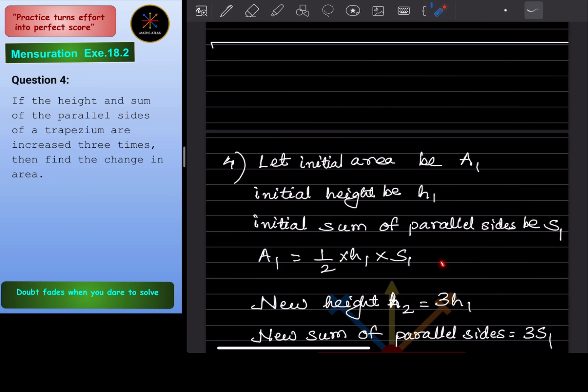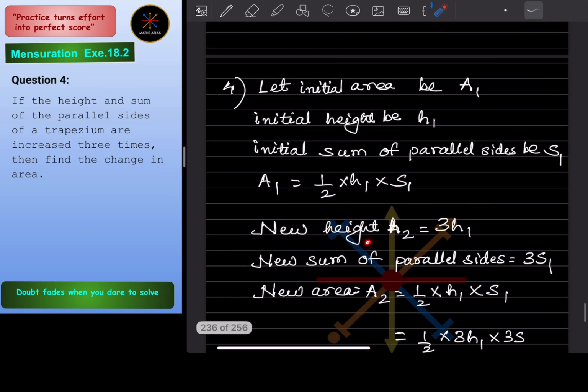The formula for the area of a trapezium is half into h into sum of parallel sides. So here A1 is equal to half into H1, and the sum of parallel sides we have considered as S1. Now they said the height and sum of the parallel sides are increased 3 times, so the new height H2 is 3 times the initial one. So it is going to be 3H1. This is one of the important steps.